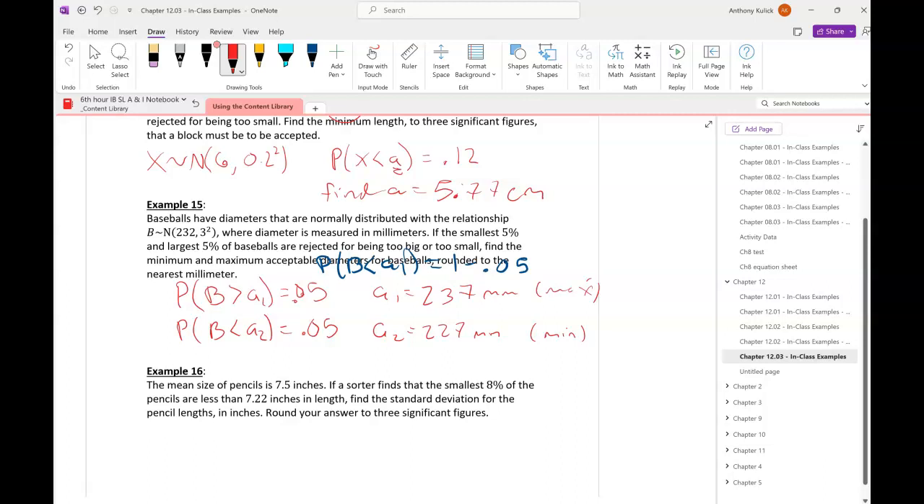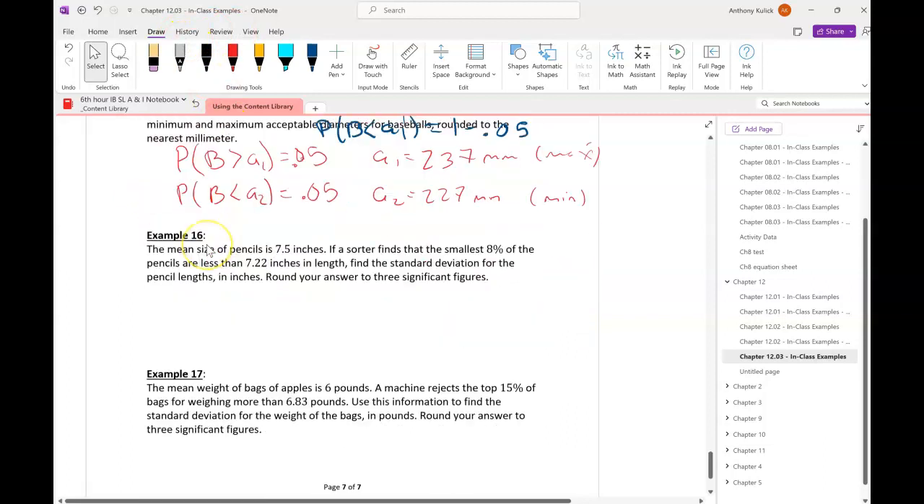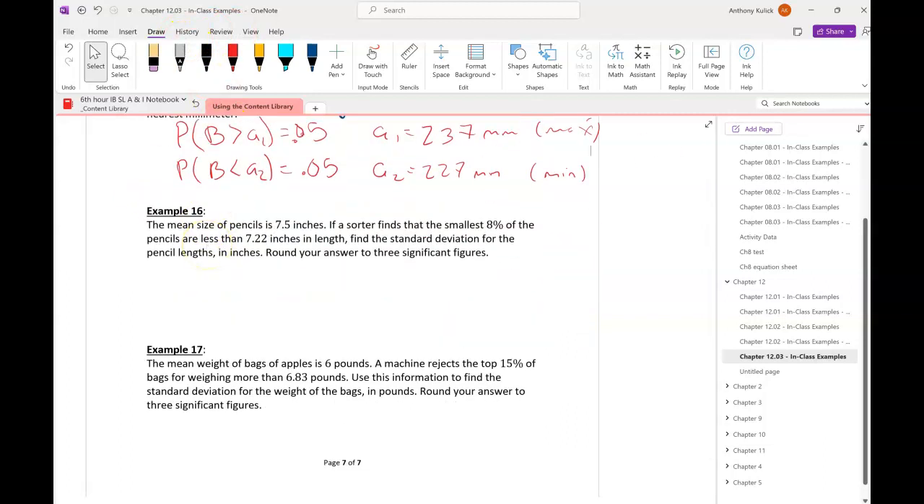Does that feel okay? Perfect. Again, the calculator is going to do all the heavy lifting for you. You just have to figure out how to put it in there. It's not super complicated, but there's some reading comprehension that comes into play so that you can get it into symbols and then make it easy on yourself to get it into the calculator. All right, Alexis, the mean size of pencils is 7.5 inches.